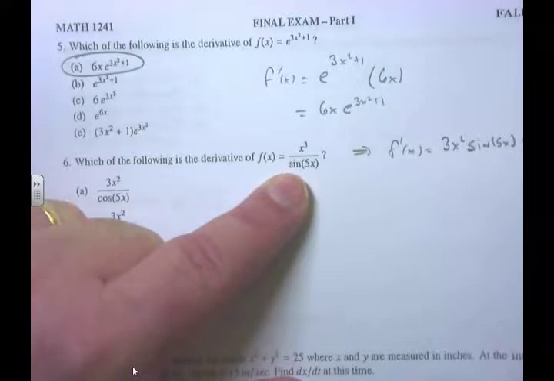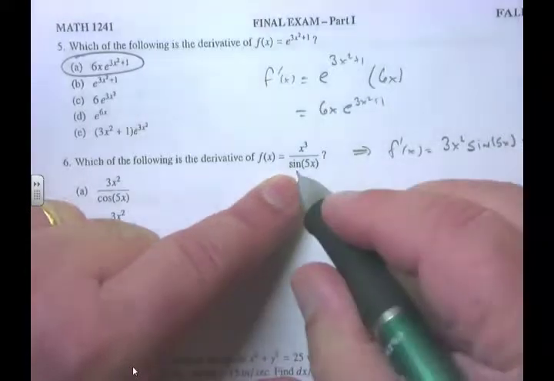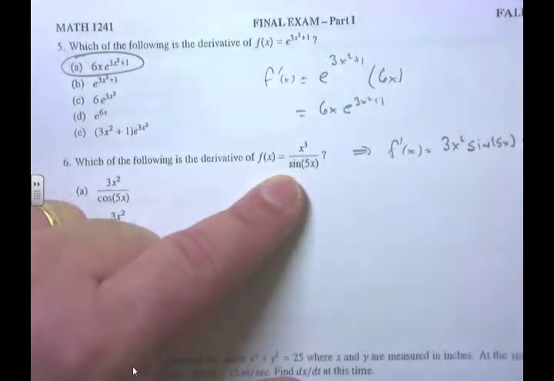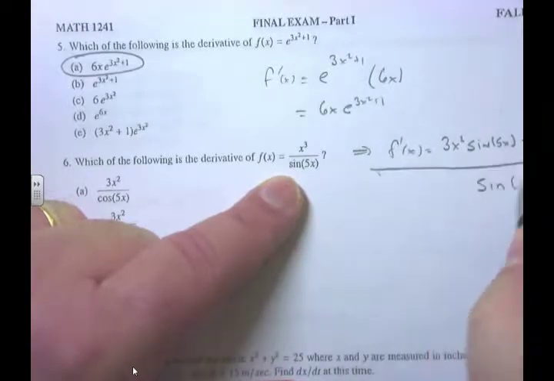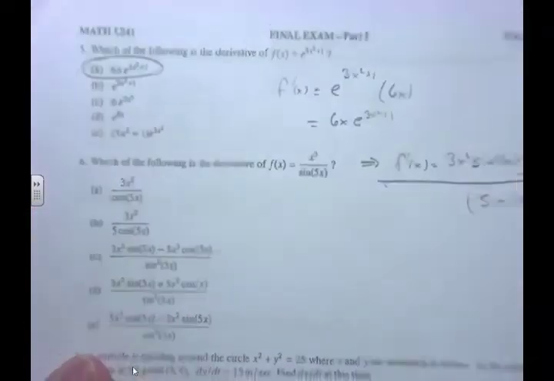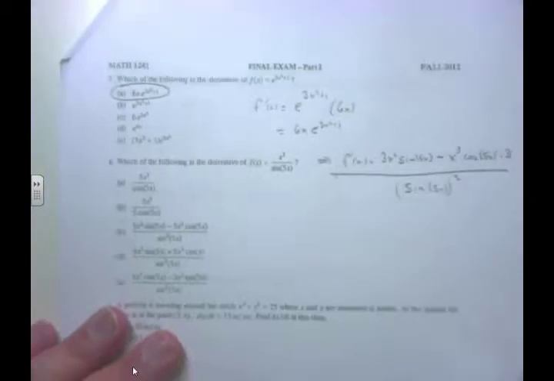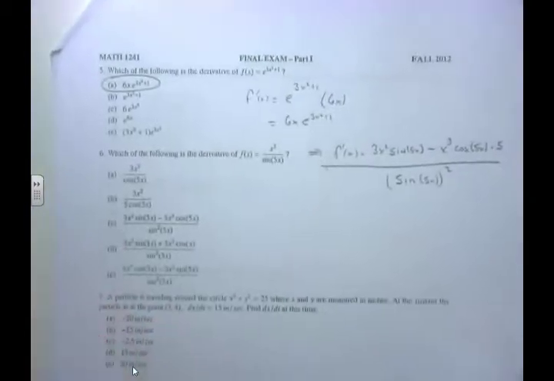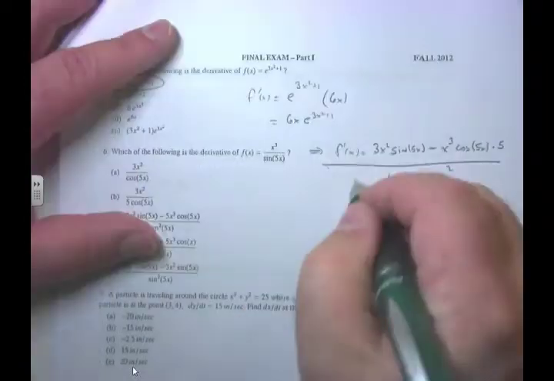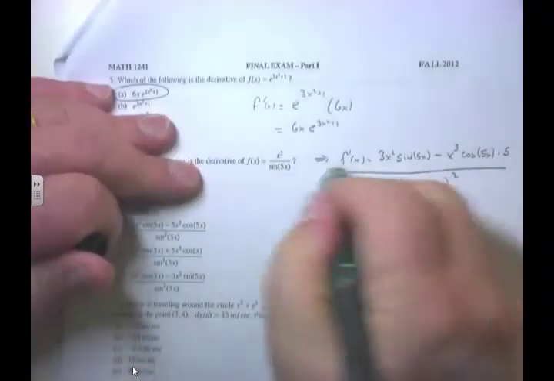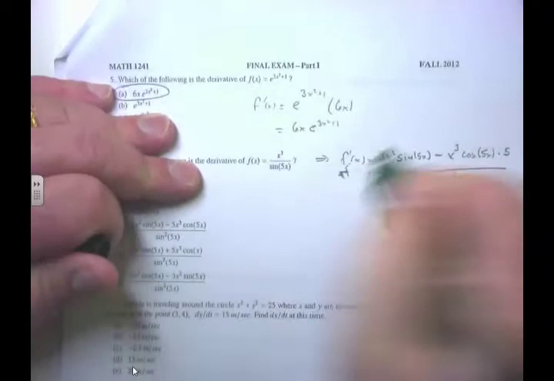What's the derivative of sine of 5x? Chain rule. Derivative of the outside, derivative of sine is cosine. Inside, 5x stays the same, times derivative of the inside, 5. All over the bottom, sine of 5x squared. And let me write it here so you guys can see what I wrote down. Sorry about that. Does that make sense? Quotient rule. And I kind of overdid my little divide line there.